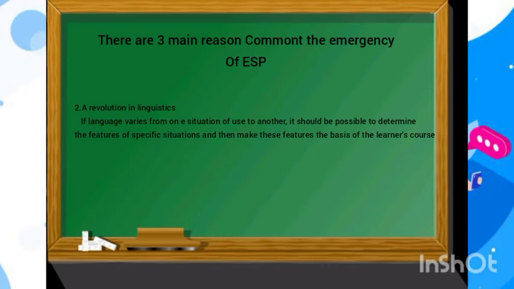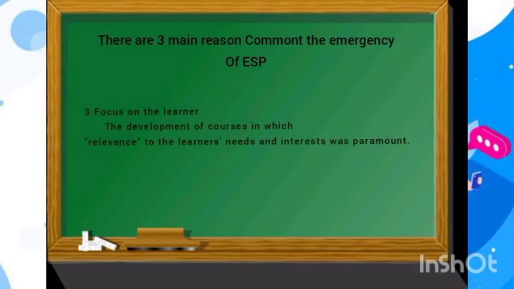2. A revolution in linguistics. If language varies from one situation of use to another, it should be possible to determine the features of specific situations and make these features the basis of the learner's course. Number 3. Focus on the learning. The development of courses in which relevance to the learner's needs and interests was paramount.